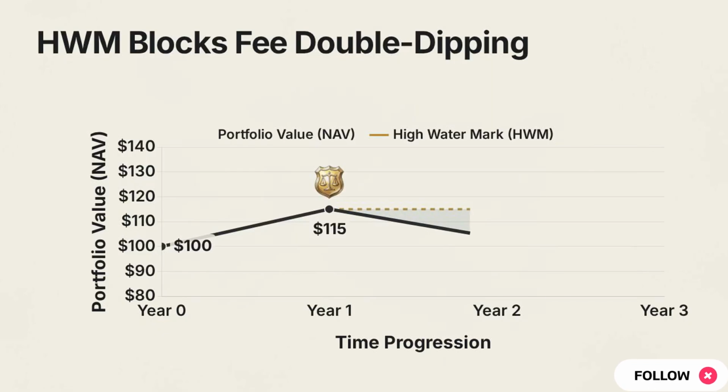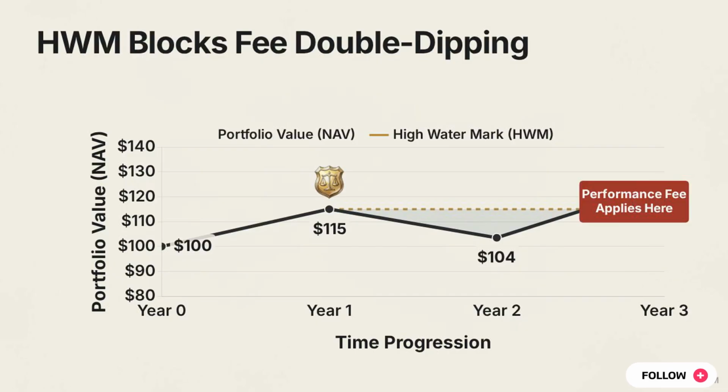Watch what happens in year 2 if the portfolio suffers a 10% loss. The asset value drops, but the high watermark remains fixed at the previous peak. During this entire downturn, the manager earns 0 performance fees. In the third year, if the portfolio recovers, performance fees only trigger after the line crosses above that fixed high watermark.